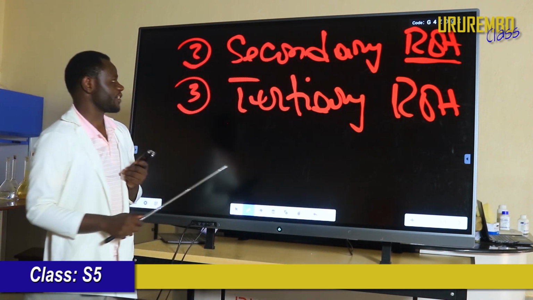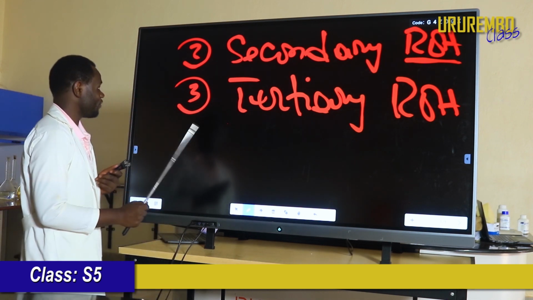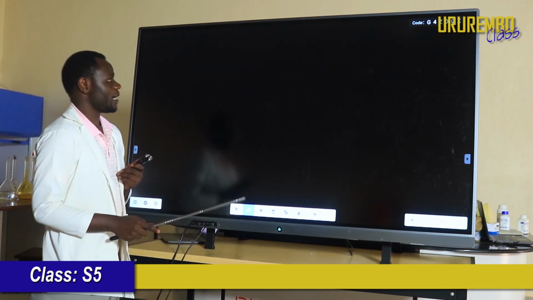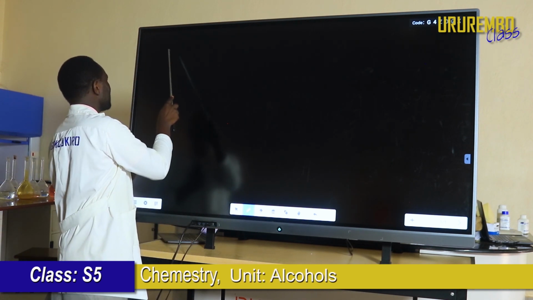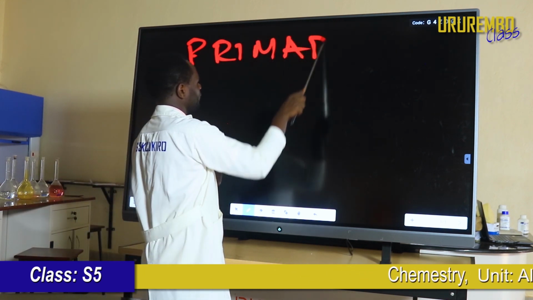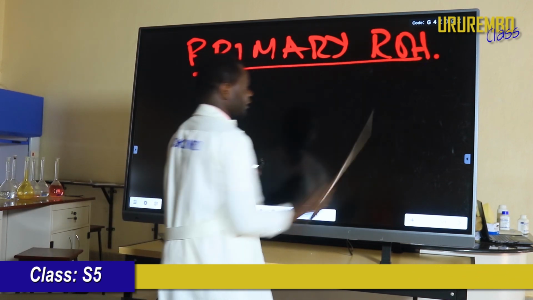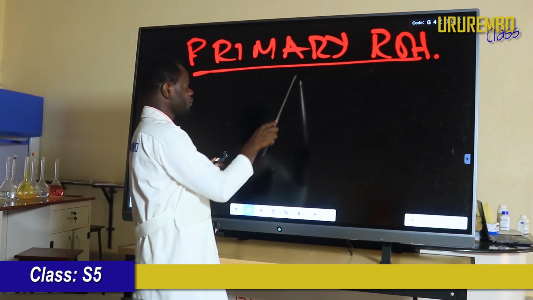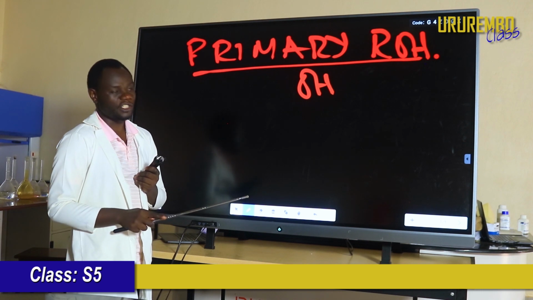So, we are going to distinguish those three classes of alcohol. Those three classes of alcohol differ according to the following structures. So, when I say primary alcohol, those alcohols have an OH group. This OH group is attached to only one carbon.